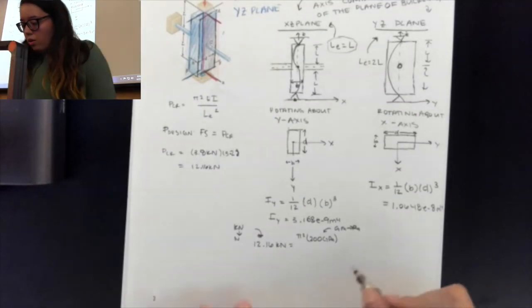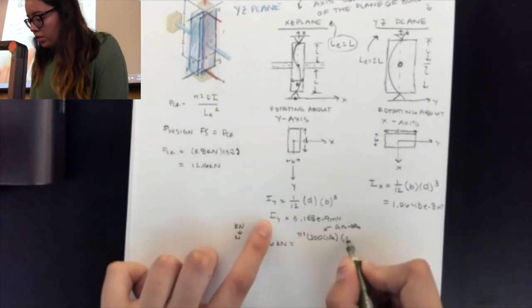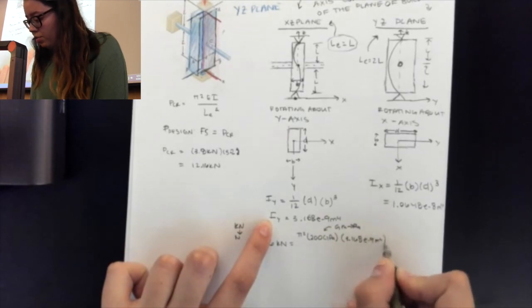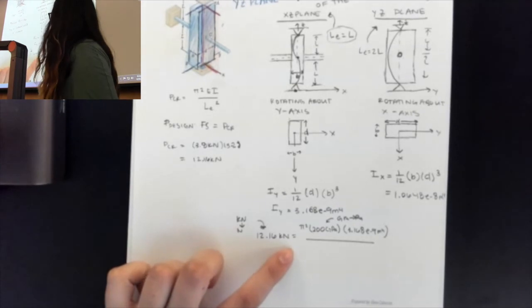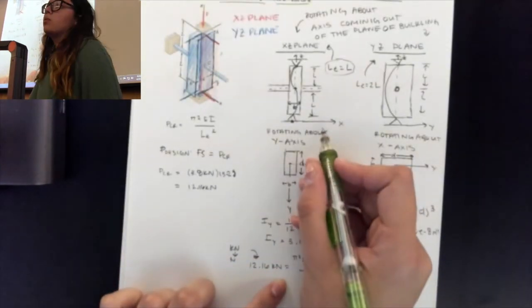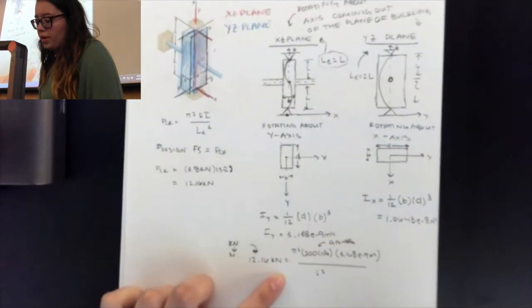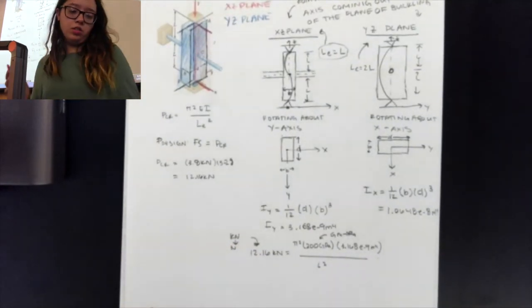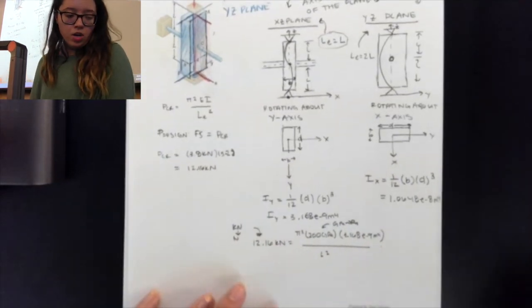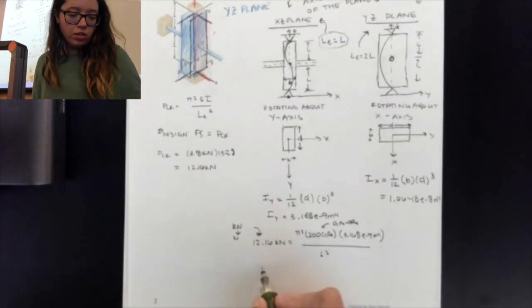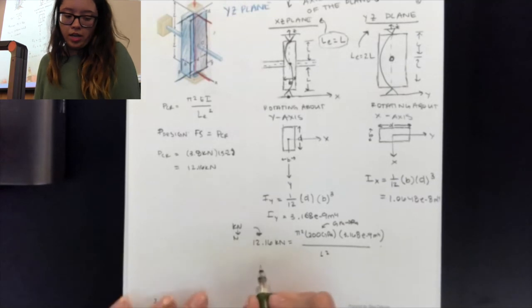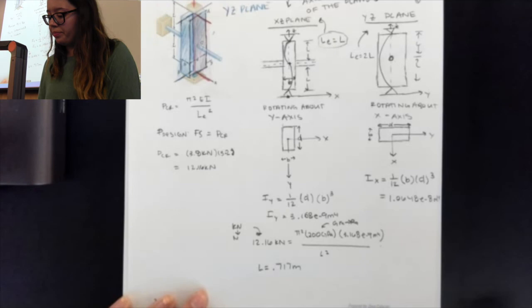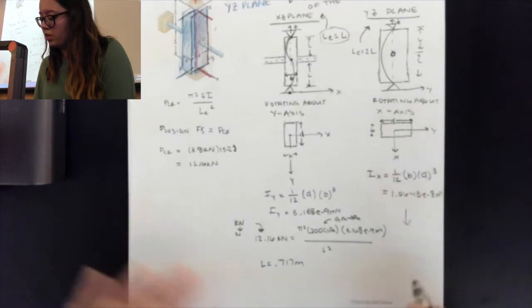All right, so we know what our I is. So that's 3.168 times 10 to the negative 9 meters to the fourth over our L effective squared. For this one, we know that L effective is equal to L, so it's just L squared. So for this one, when you simplify it down, and make sure I'm doing the right one, you get L is equal to 0.717 meters. Okay, we're going to do the same thing for this one.